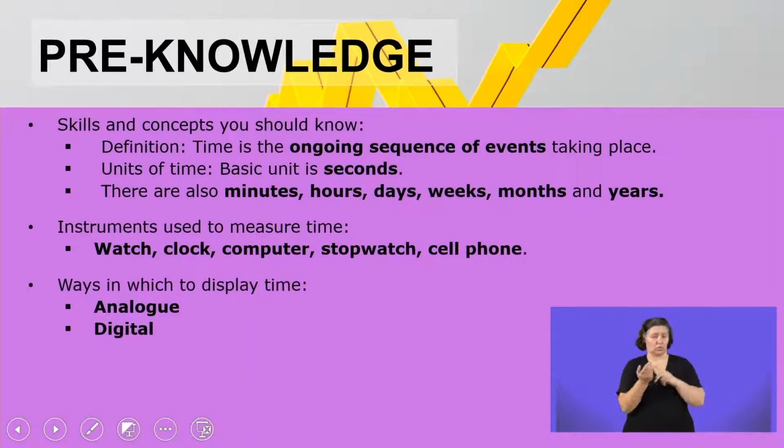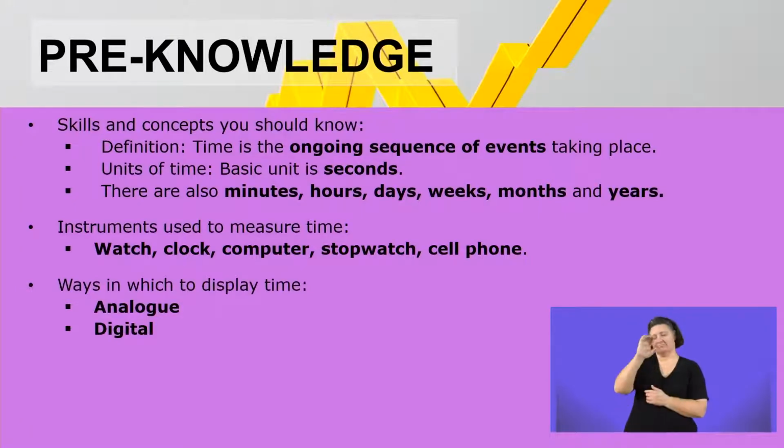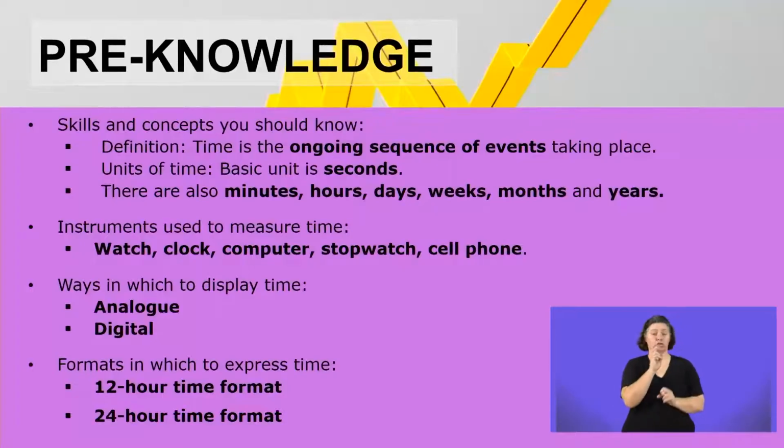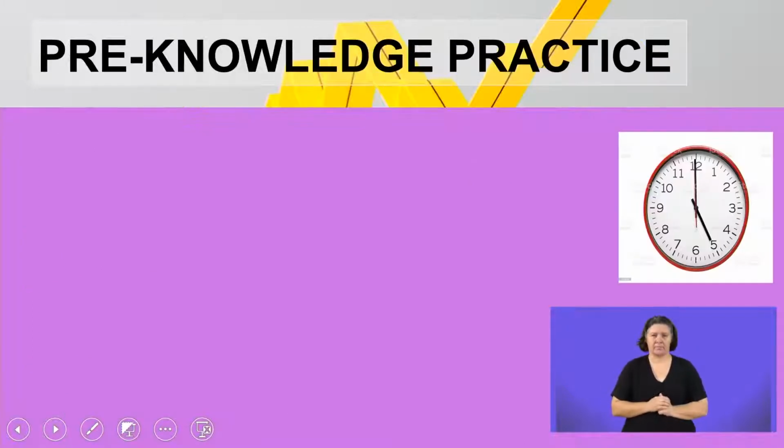Then ways to display time, that will be analog, and then it can also be digital. And we'll have a look at all of what I'm mentioning now. Then formats in which we can express time. It can be your 12-hour time format or your 24-hour format. So let's quickly do a little practice, all right? Don't worry, I hope you have your calculator, your book, pen ready so that we can work through this together. Remember, the aim is for you to grow, so please, whatever we project to you, make sure that you work with me through it.